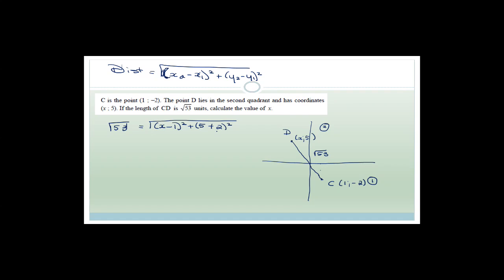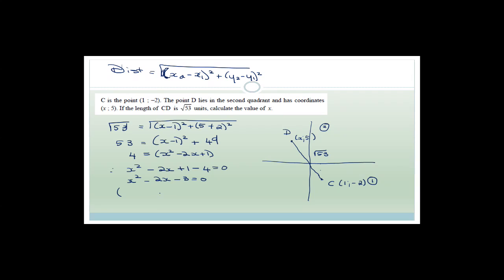Okay, so do you agree we can square both sides? So we go 53 is equal to (x minus 1) squared plus 5 plus 2 is 7, 7 squared is 49. 53 minus 49 is 4. So 4 is equal to, let's multiply this out, it becomes x squared minus 2x plus 1. Therefore, do you agree we get x squared minus 2x plus 1 minus 4 equals 0? I've just taken this across. So we've got x squared minus 2x minus 3 equals 0.